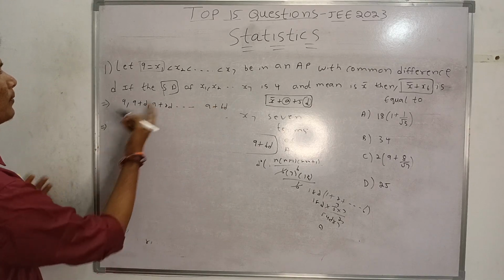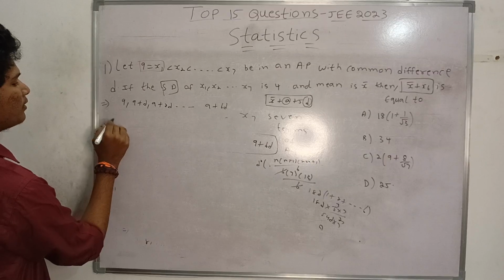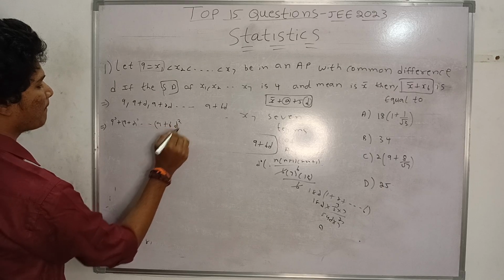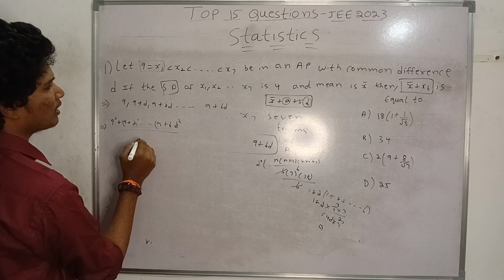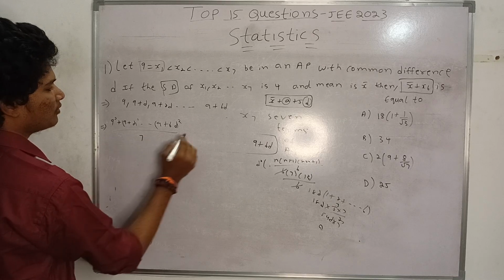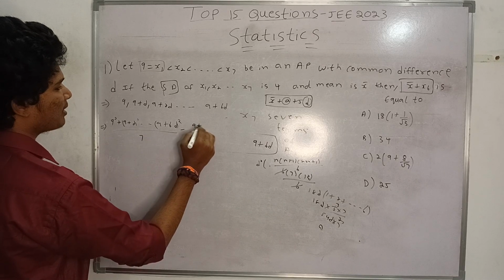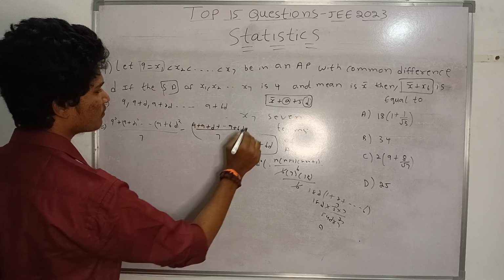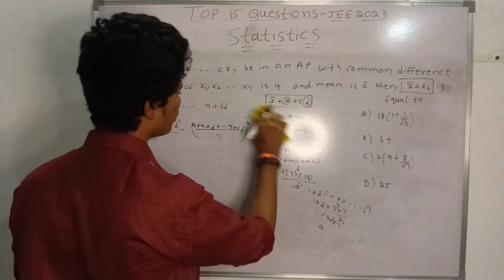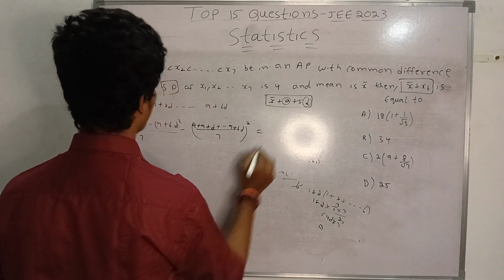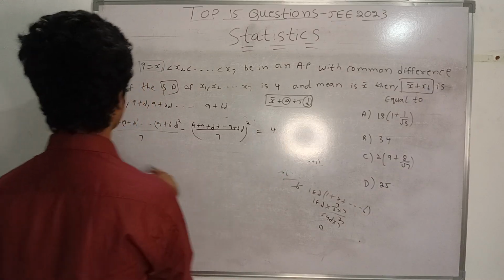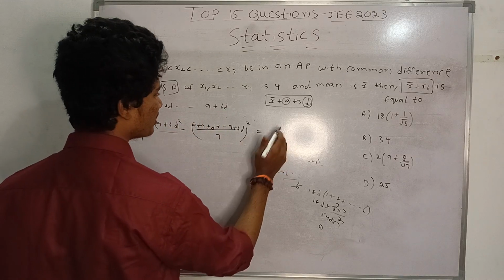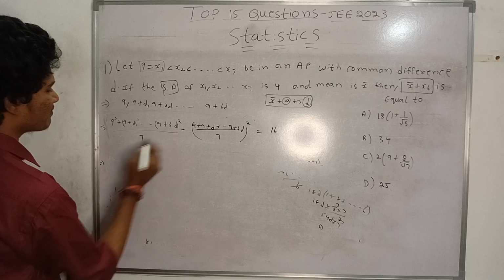So first the standard deviation formula, that is 9 square plus 9 plus D whole square up to 9 plus 6D whole square divided by the number of terms 7, minus 9 plus D up to 9 plus 6D divided by 7, whole square, and this is equal to 4. This is the standard deviation formula, and when I take the root to the right side, it becomes 16. Now here 9 square is happening 7 times.